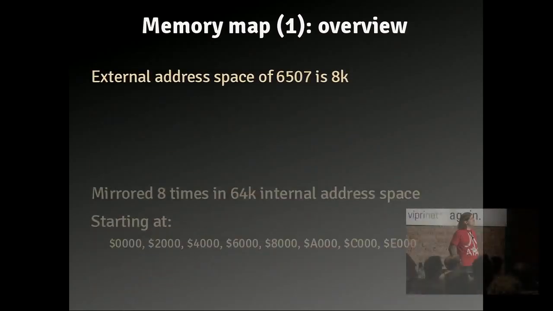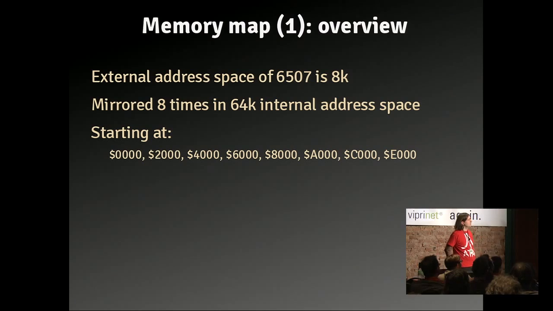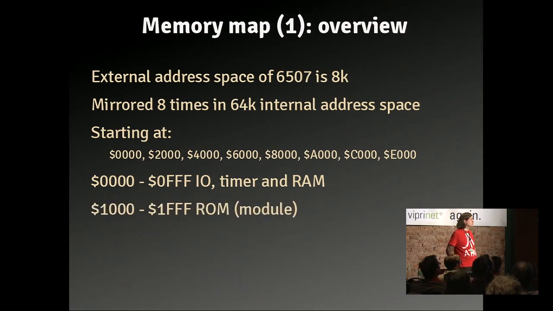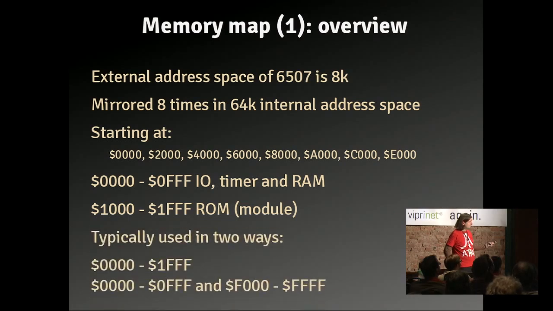So let's take an overview of the memory map. As I stated, we've got mirrors of the memory map. Usually it gets divided in two parts: the I/O, timer and RAM part, which is located in the lower half of this addressable space, and in the higher half, you've got the ROM module. Usually they are addressed either in one go through, or they are addressed by taking the first bank and the last bank.